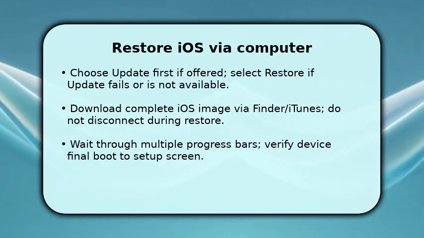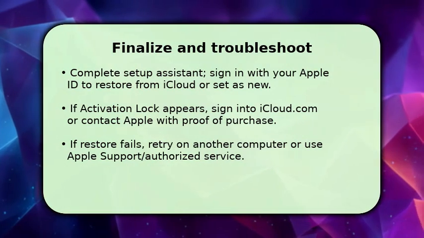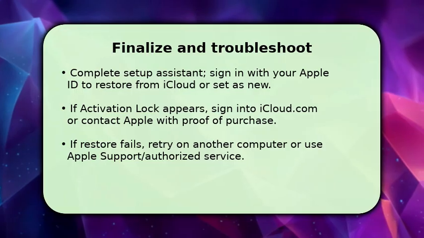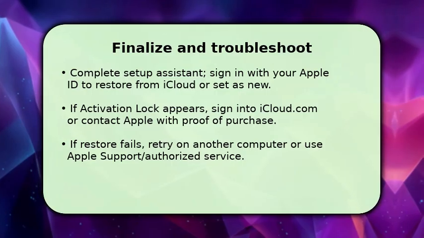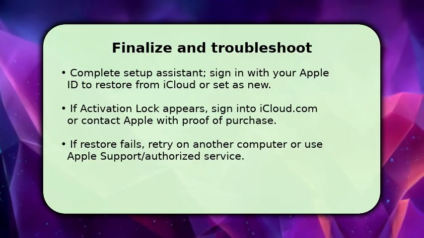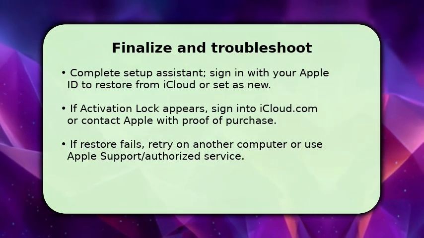Once the process finishes, the iPhone will reboot to the Setup Assistant. Finish by walking through the Setup Assistant on the iPhone. Sign into your Apple ID to restore backup or choose Set Up as New. If you encounter activation lock, you must remove it with the original Apple ID or contact Apple with proof of purchase, because the restore will not bypass activation lock.